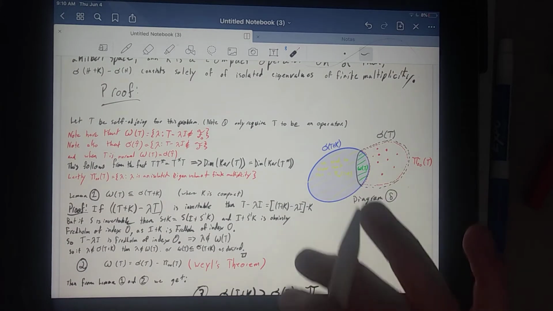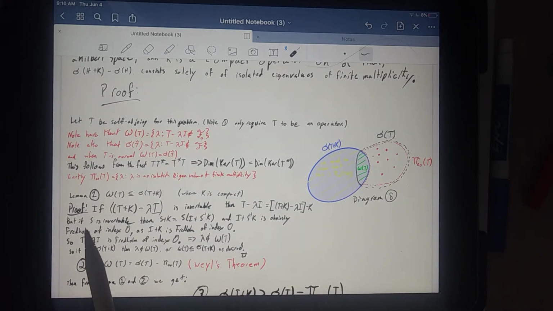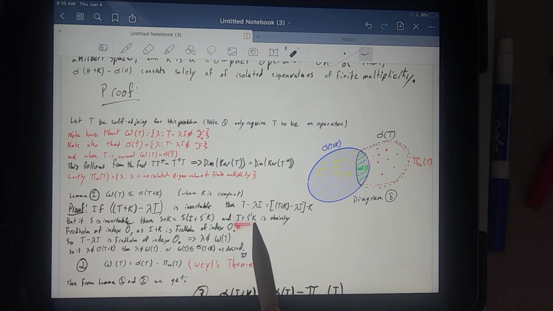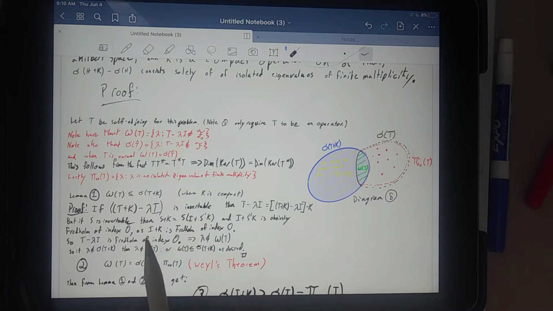Now, what does this give us? If we have some invertible element S, then S plus K, we can do the same thing by anti-distributing our S, and we get that this piece right here is obviously Fredholm of index 0 by definition, because I plus K was Fredholm of index 0.